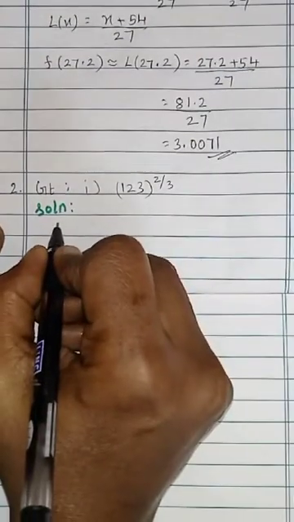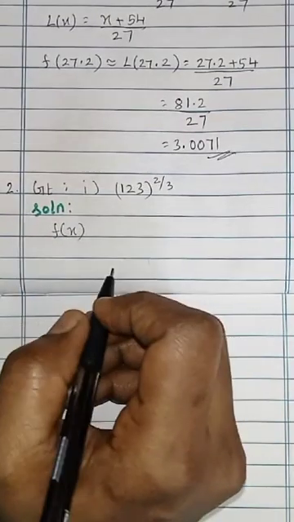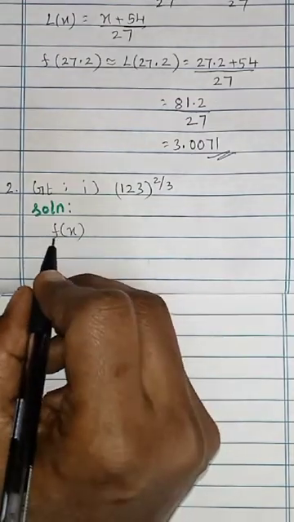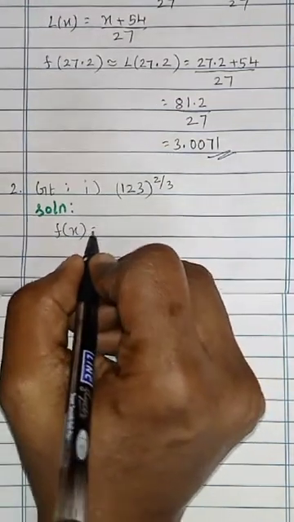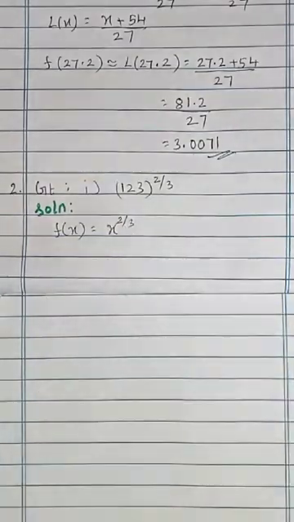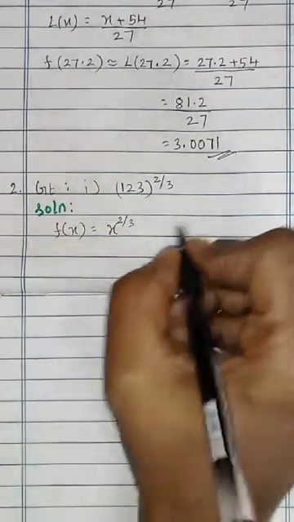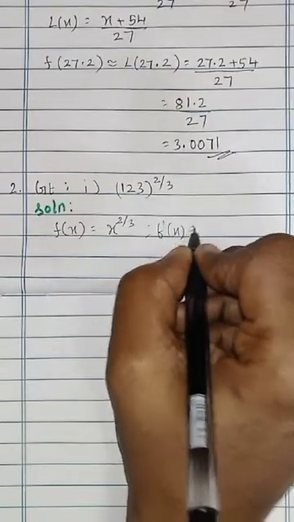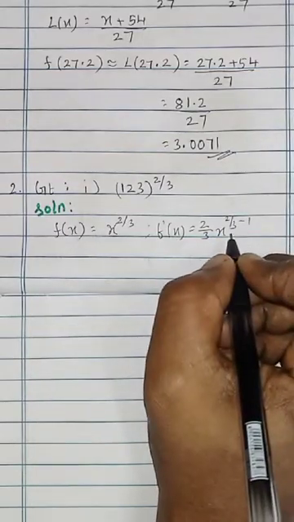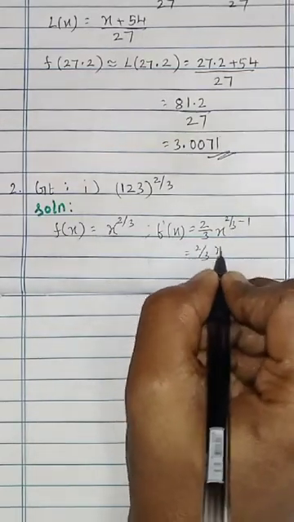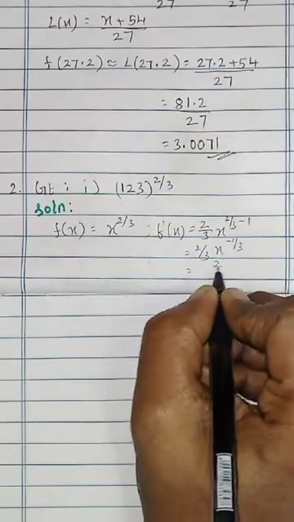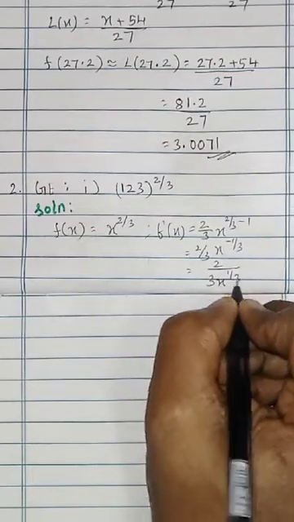Okay, so here for finding the linear approximation we want f of x and f dash of x, correct? So first f of x we can take as a function, x power 2 by 3. Okay, f of x equals x power 2 by 3. So what is your f dash of x? The power will come in front. So 2 by 3 x power 2 by 3 minus 1, that is 2 by 3 x power (2 minus 1) by 3, that is 2 by 3 into x power 1 by 3.